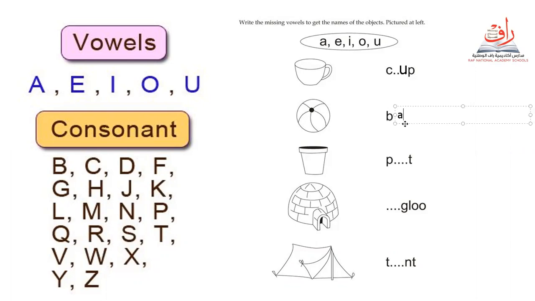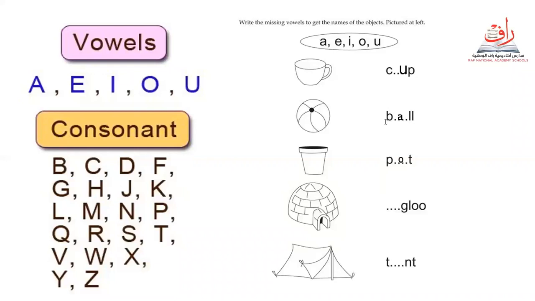Good job. Layan, hi Layan. Can you please put here the missing vowel letter? Yes, the vowel. Yes, it's pot. Excellent, pot. Yes, we are looking at the pictures and we can answer. Okay.